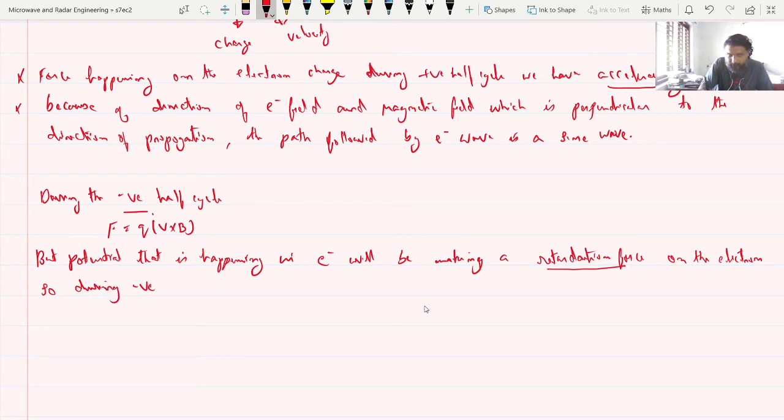So during the negative half cycle we have what is called the negative resistance force. We have resistive force. Clear? I think it is clear for you.